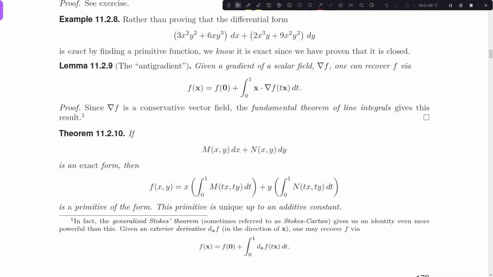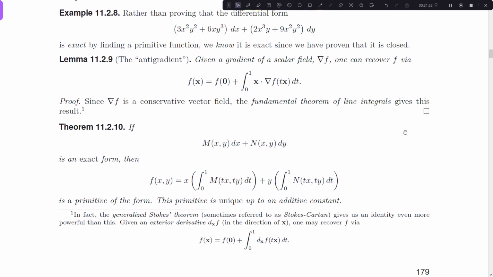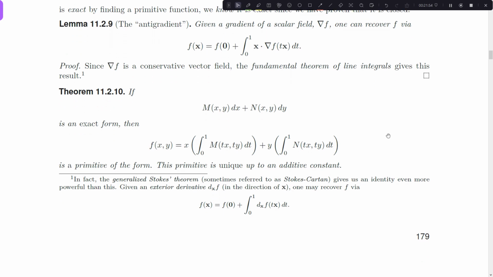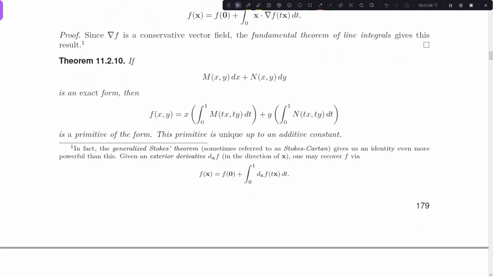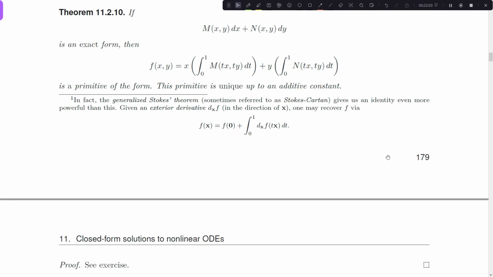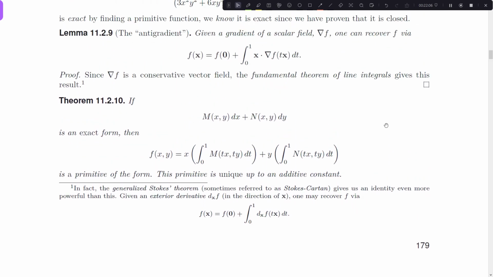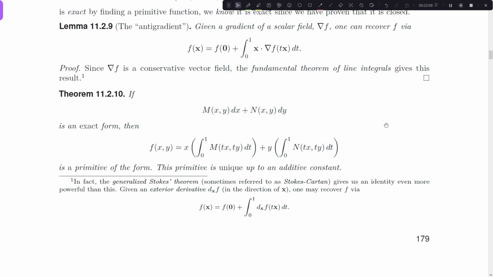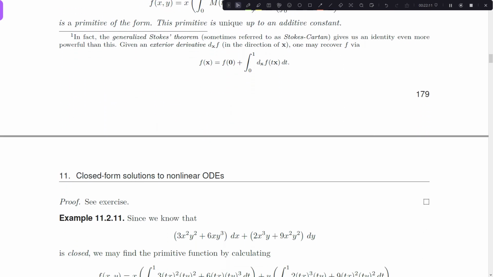I've got a nice footnote about a generalized version of my anti-gradient, which is known as the generalized Stokes theorem. Once again, that's a result of differential geometry. But the proof of my theorem there will be an exercise for you. It's not that bad. It's similar to the proof of the lemma where you have the fundamental theorem of line integrals. That's another Calculus 3 topic for you.